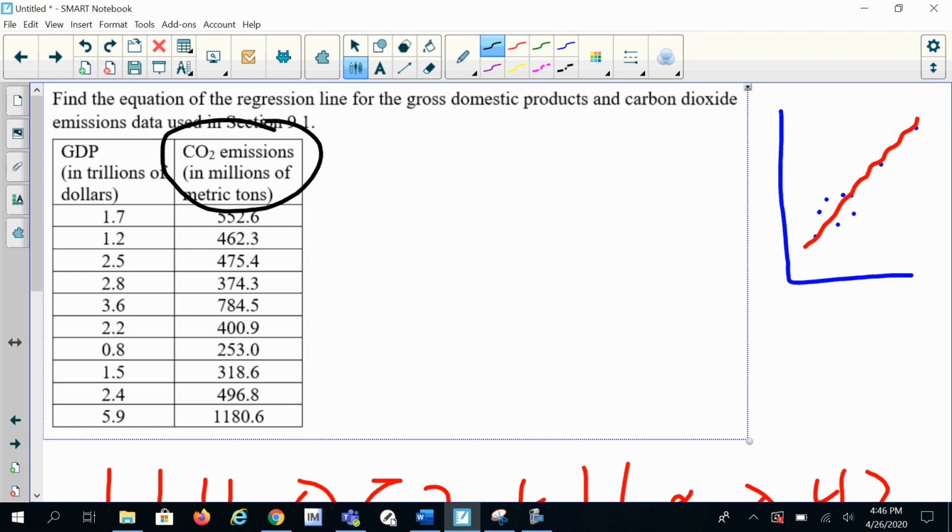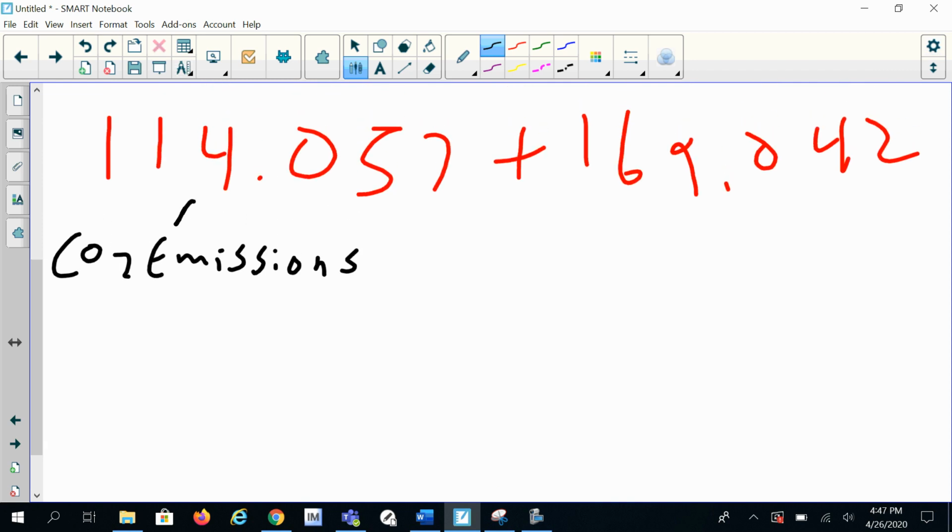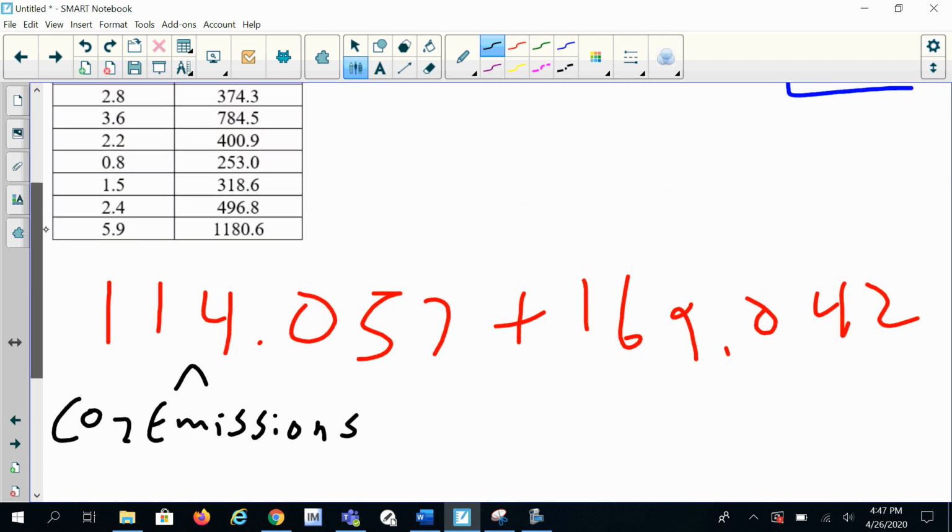Remember, the y is usually on the right or the bottom. So we're going to write CO2 emissions. Okay. And then you put a hat over it. So it's a CO2 emissions hat. The reason we're putting a hat is because this is not a real value. This is a predicted value. In statistics, the hat means predicted.